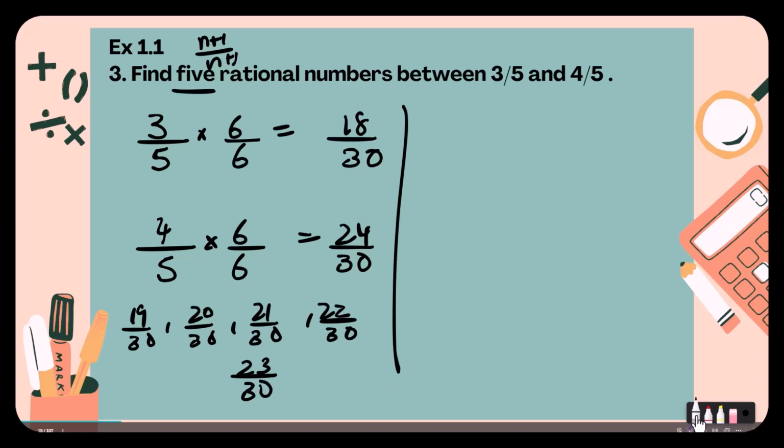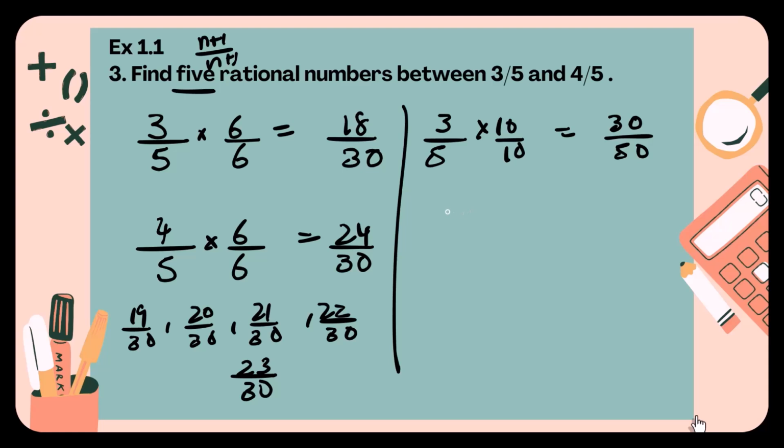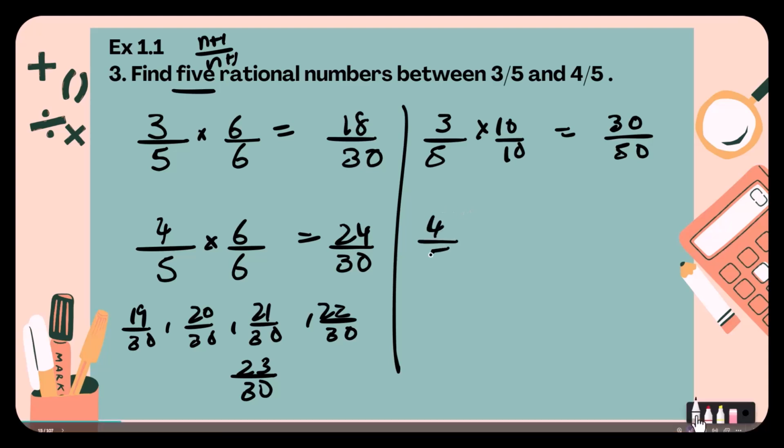What is the other method I told? It's easy. Just multiply 3 by 5 with 10. Why am I multiplying with 10 in numerator and denominator? Very simple, because it's easy to write. 30 by 50. Easy calculation, easy multiplication. There is no error you're going to make, right? That is why I'm telling you just have to multiply with the same number on numerator and denominator.